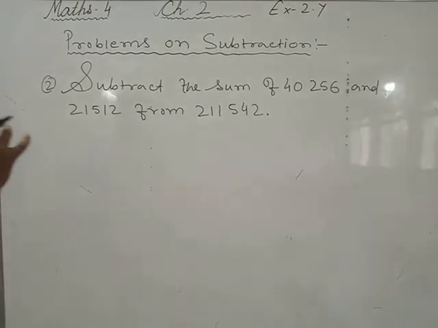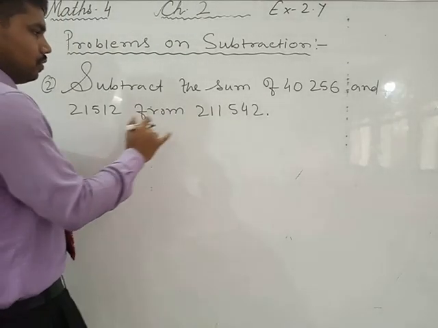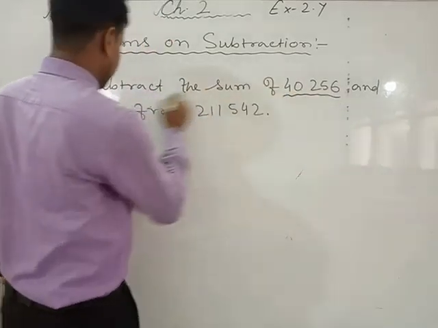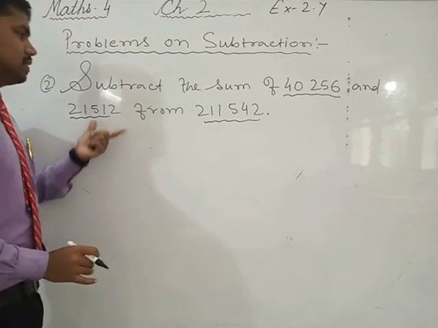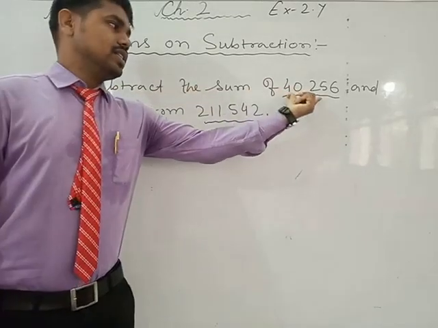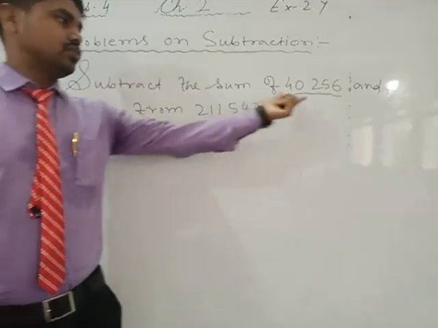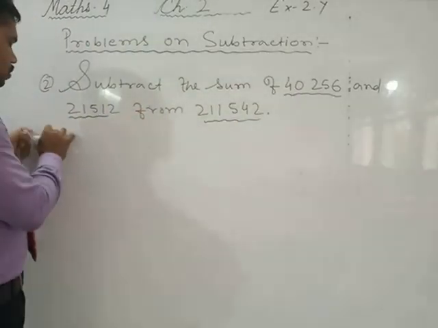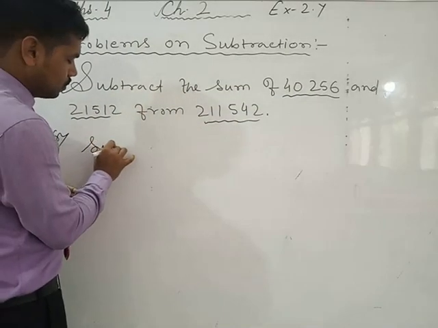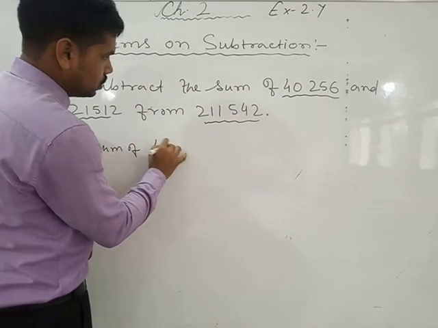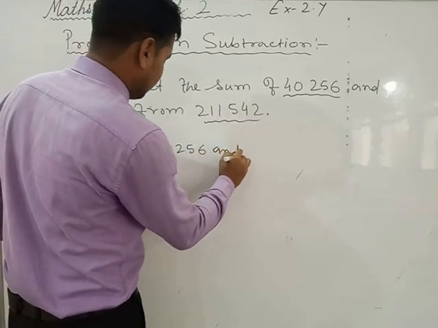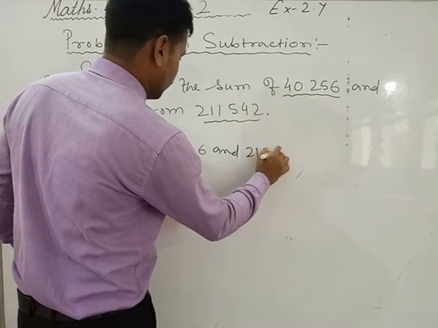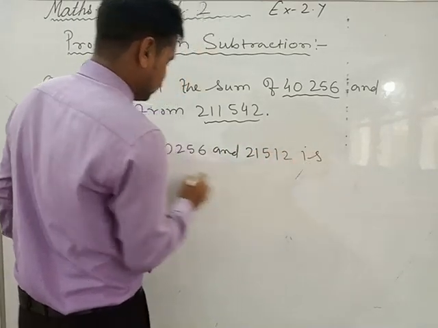Question number 2 is asking: subtract the sum of this and this from this. So that means subtract the sum. In the sum, first you have to find out these two numbers. Okay, so let's find out the sum of 40256 and 21512.